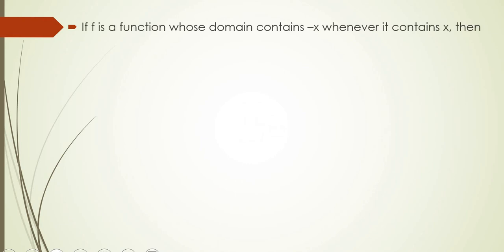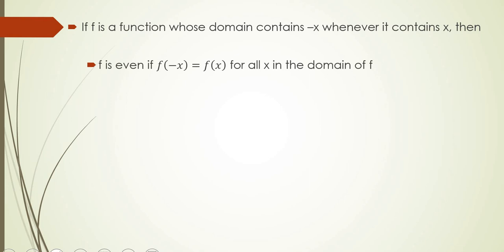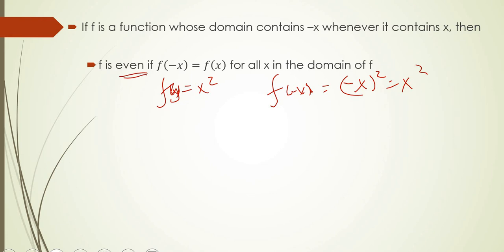All right, so let's look at even and odd algebraically. If f is a function whose domain contains -x wherever it contains x, then f is even if plugging in a negative for a positive does not change the function. So let's look at the one we talked about, y equals x squared. I'm going to say f of x. If I plug in f of -x, that will give me (-x) squared, which is still the same function. So that means it is even.